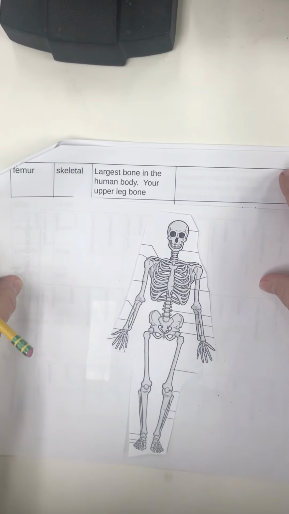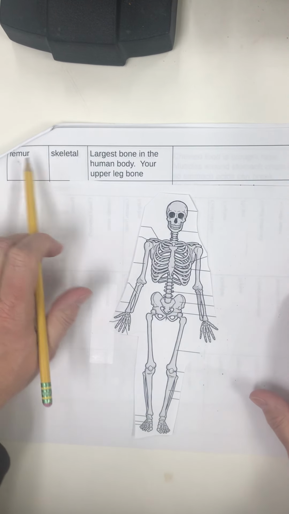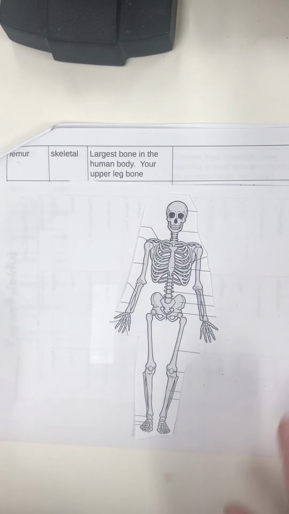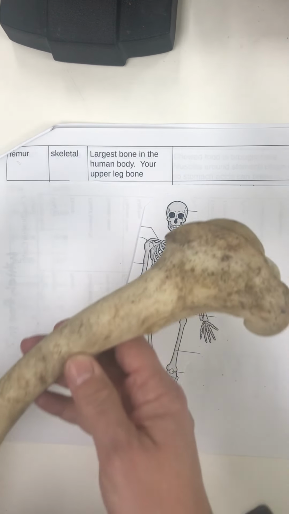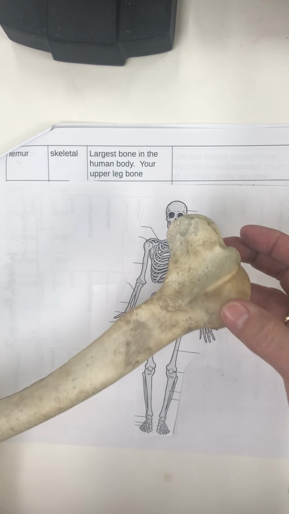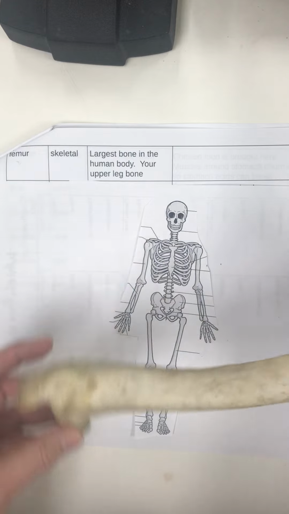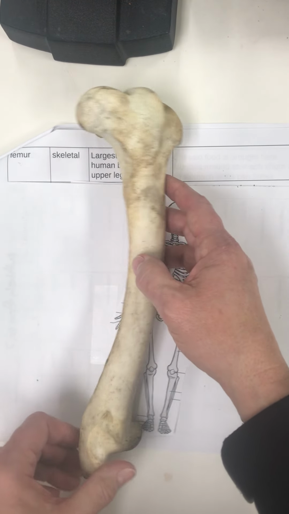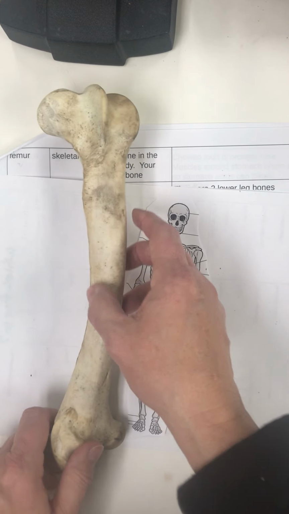Okay, femur. Femur, skeletal like all the rest of them. Largest bone in your human body, and it's your upper leg. The femur is pretty amazing. This is the femur of a deer. I found this out in my woods. And what's amazing about it, I wish I could get it all, I guess it is kind of all on the frame. See if I can get it to sit here.